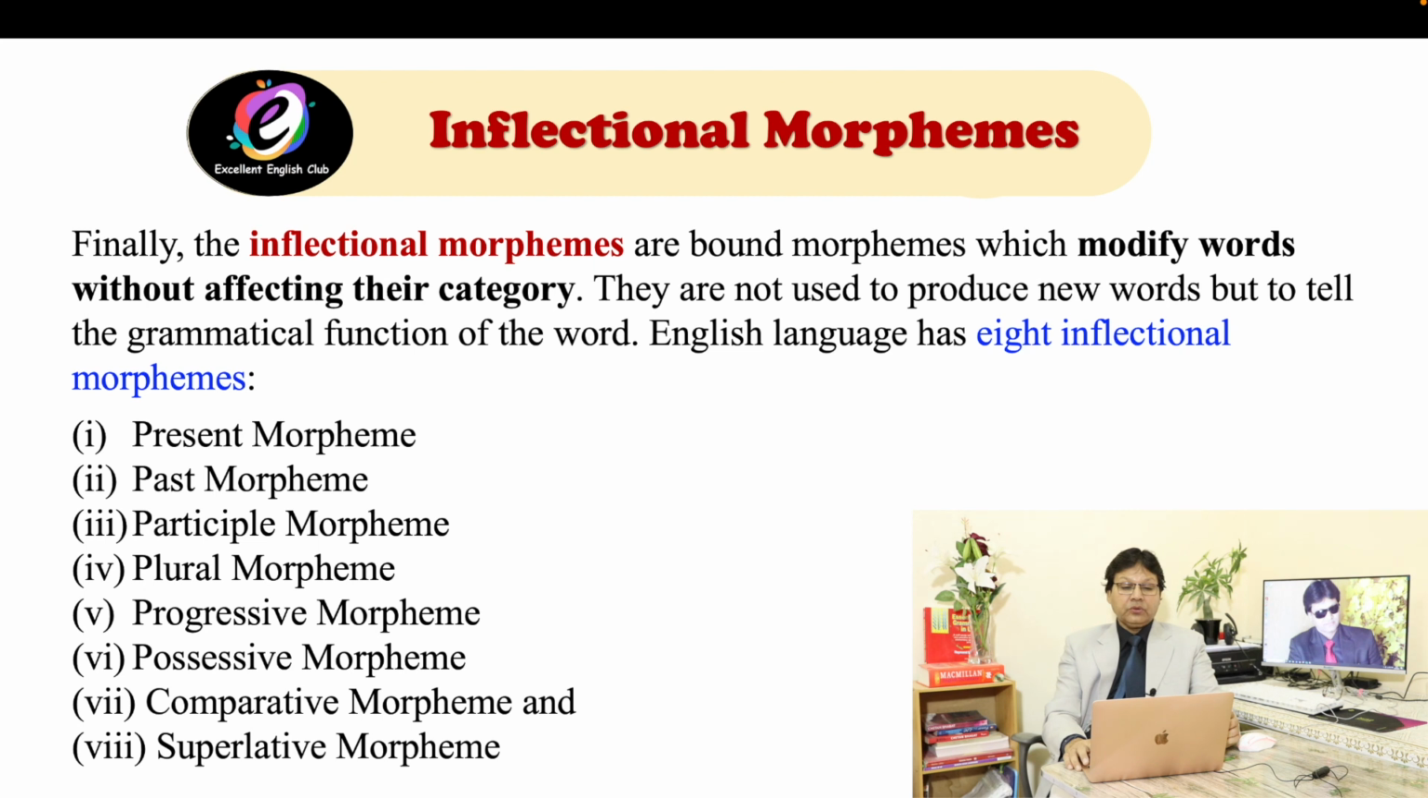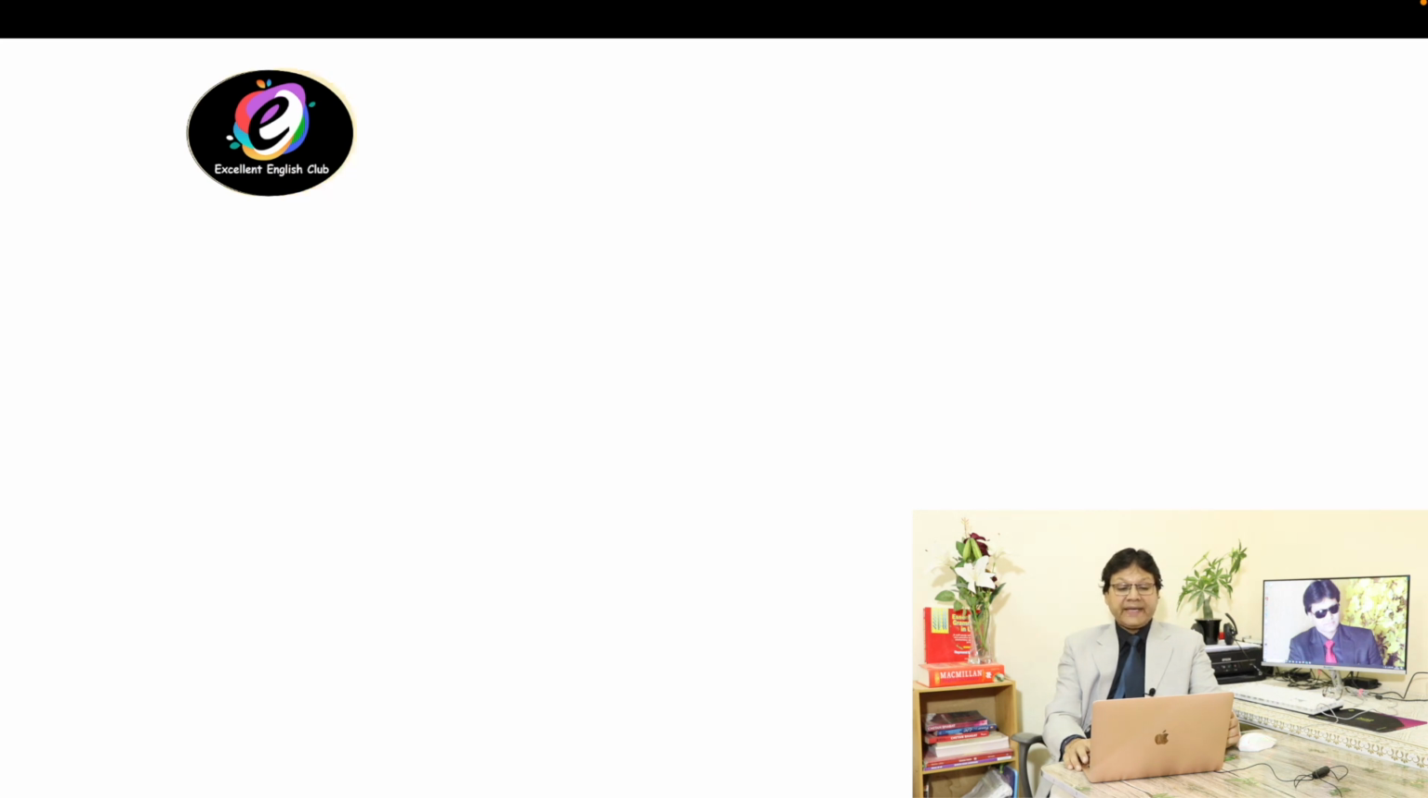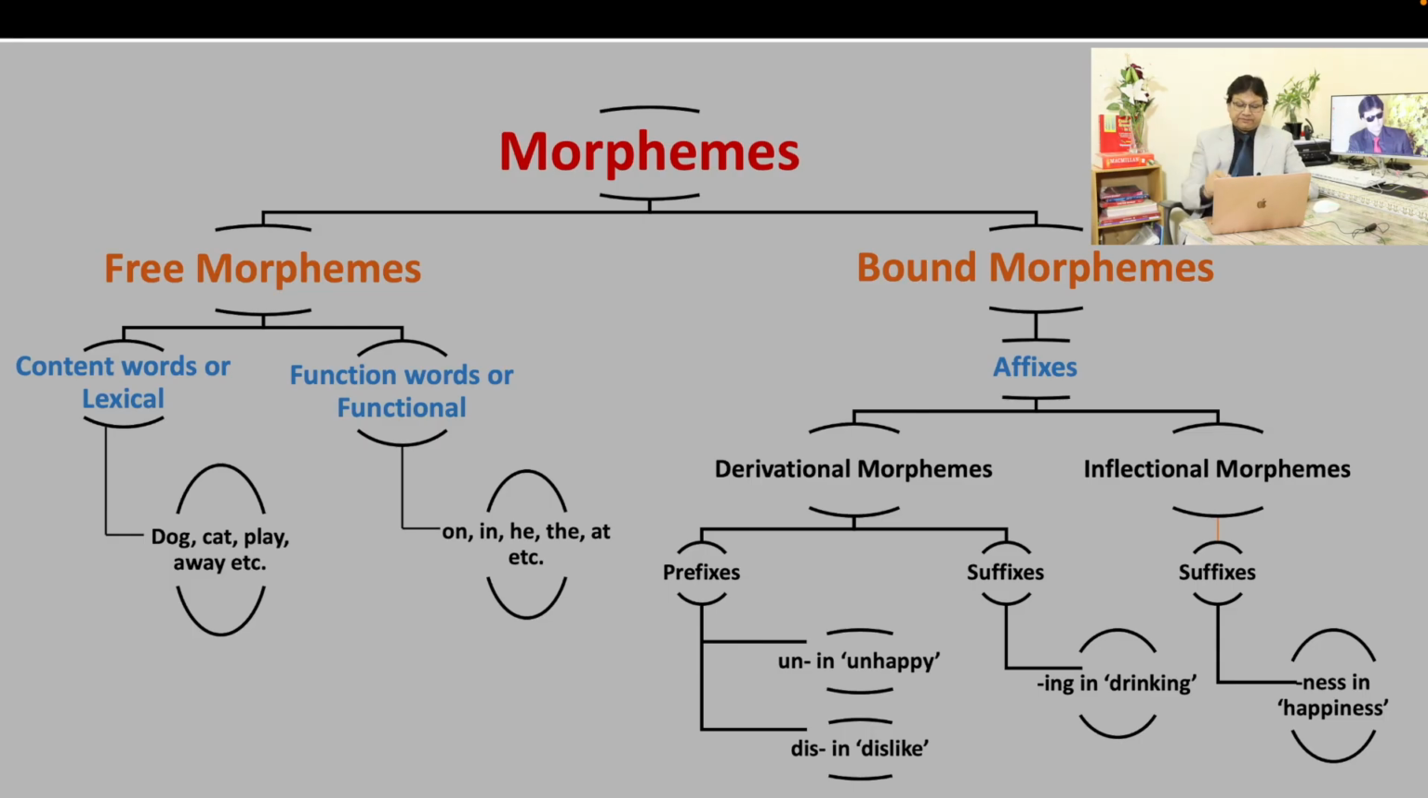Now let me show you all these morphemes in a diagram. Look here, this diagram. What is morpheme? As I told you, morpheme has 2 categories: free morpheme and bound morpheme. Now, free morpheme has 2 categories. The first one is content words or lexical, and examples of content words are dog, cat, play, away, etc. Number 2 is function morphemes. Look here. The examples are on, in, he, thou, at, etc.